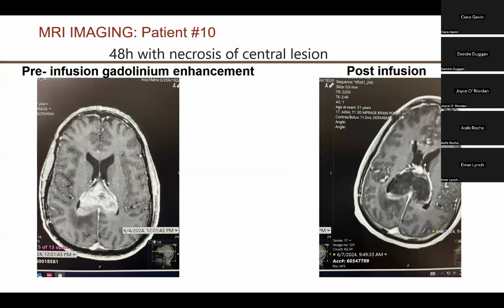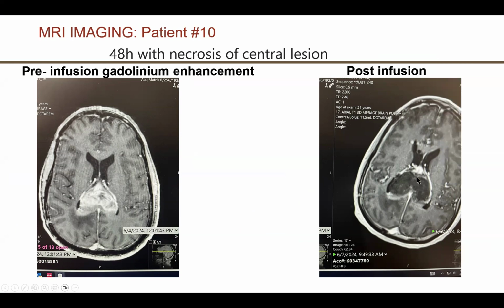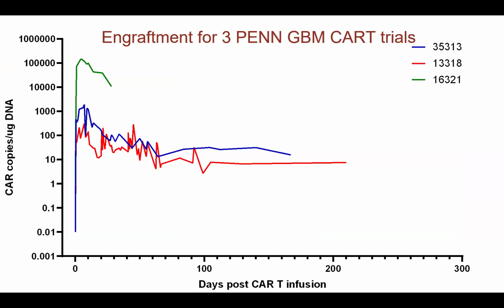And this is just a snapshot from one of our patients. This is pre-infusion and post-infusion, where you see within 48 hours necrosis of this central lesion. Now, we have conducted over the past decade 2 other clinical trials in glioblastoma administering IV, and the engraftment is seen here. Now, when we administer through the Ommaya reservoir, you can see 100-fold higher engraftment where you want the CAR-T cells to be.